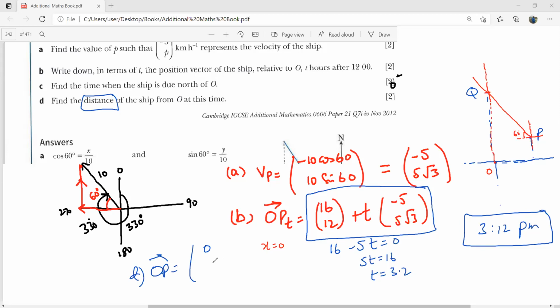12 plus 16 under root 3. Okay, so this is 0. So the distance is going to be 12 plus 16 under root 3. You could have got that in decimals as well. So anyhow, this is the distance at that time when it is due north of the point O.